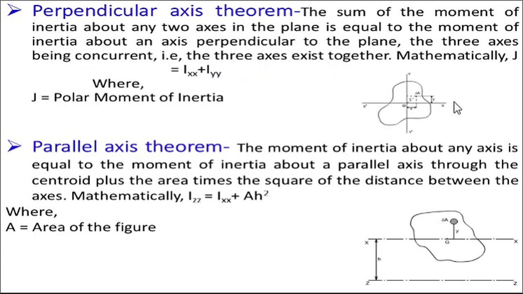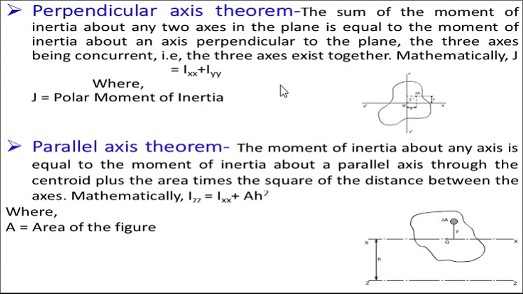So here you can see in this figure, this is a plane of the body, and in the plane of the body there are two axes which are concurrent and perpendicular to each other, and which are passing through the centroid of this body. So this is the x axis and this is the y axis.